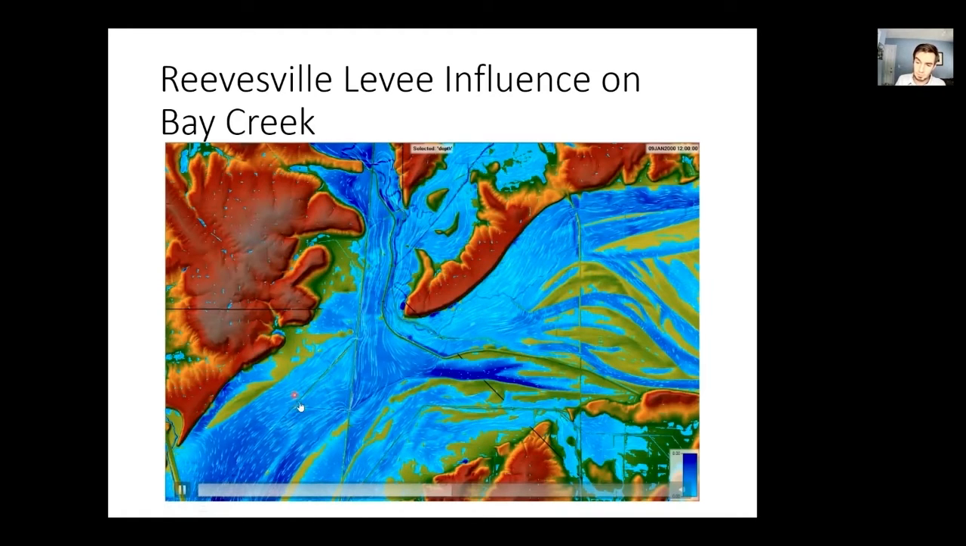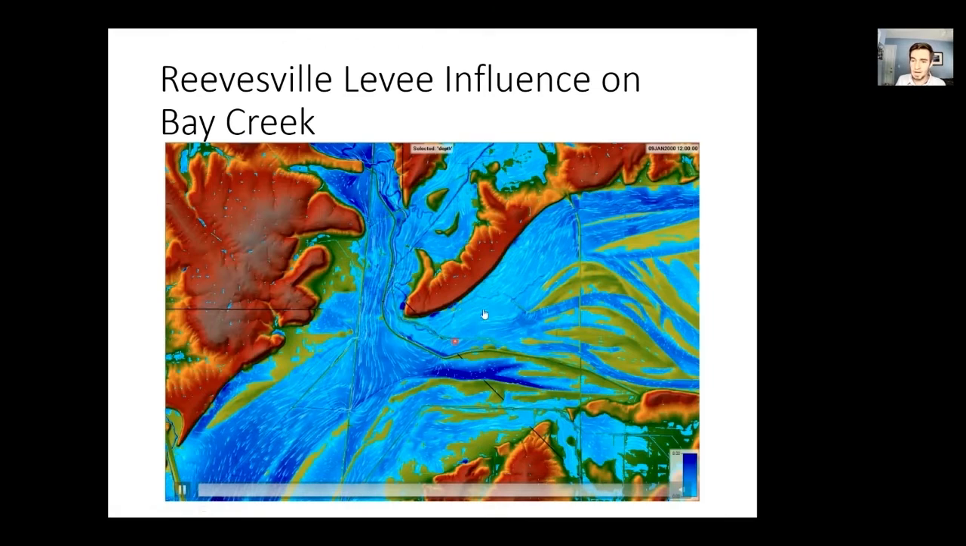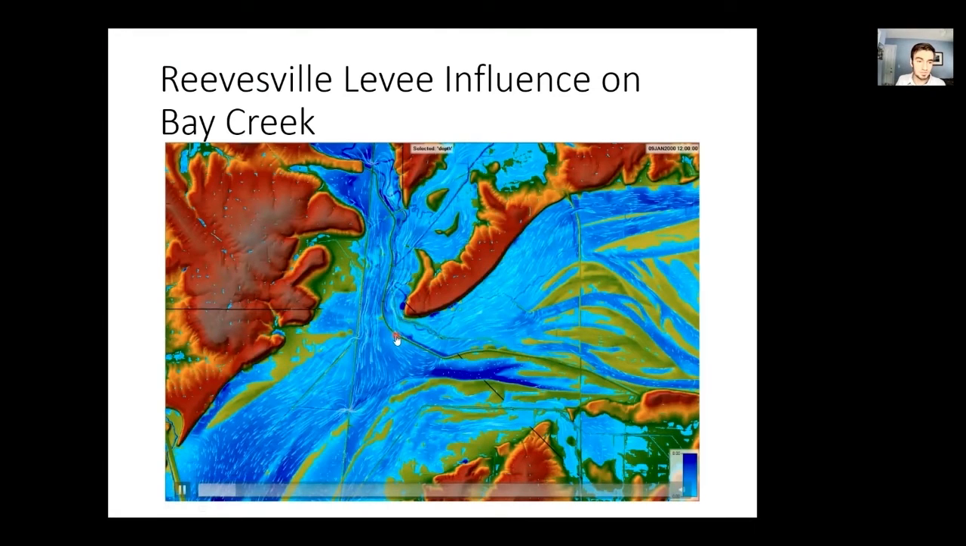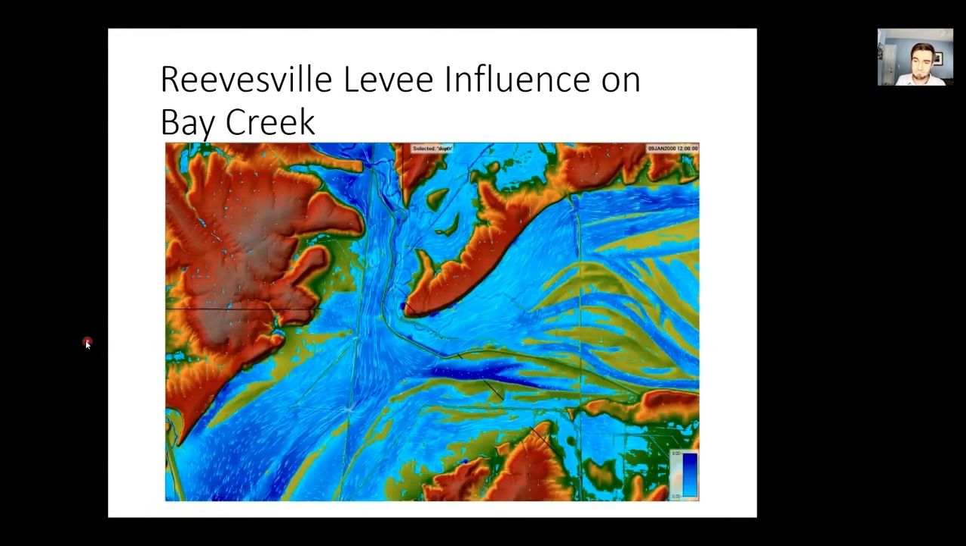And this bifurcated portion of the Bay Creek flows are more or less the same as the Ohio River overflow for that 100-year flooding condition.